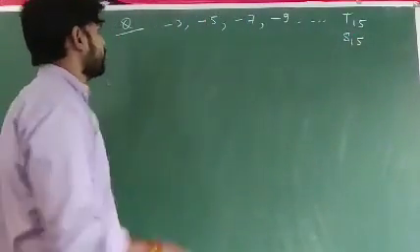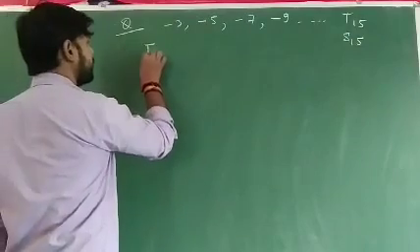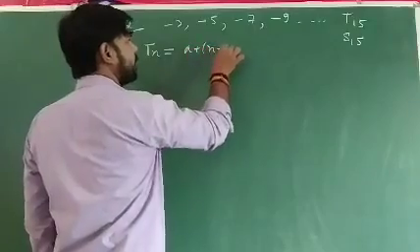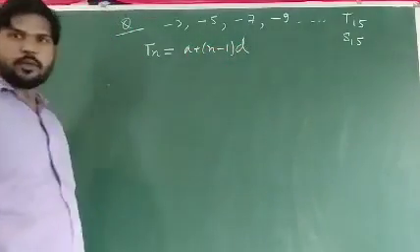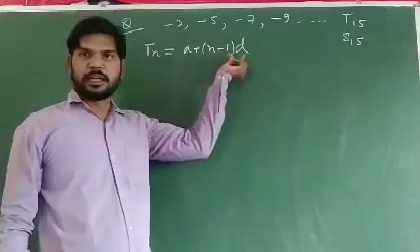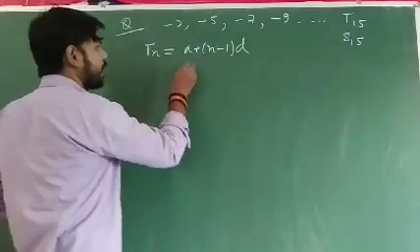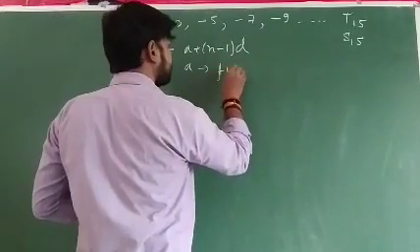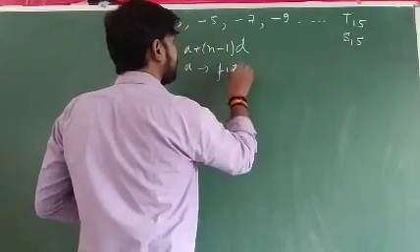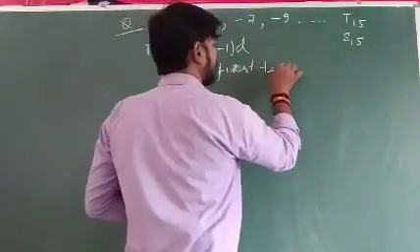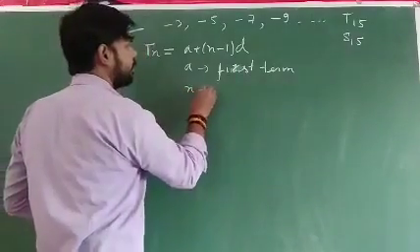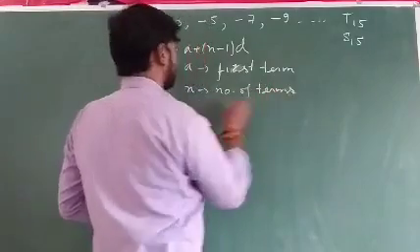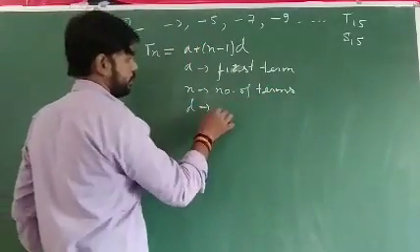For that, what do we need to find? We just need to find the Tn term. The formula of the Tn term is a plus n minus 1 into d, where a implies the first term, n implies the number of terms, and d implies the common difference.